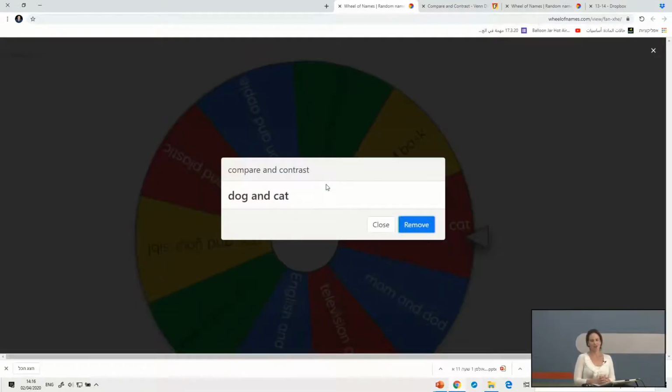All right, a dog and a cat. Let's compare and contrast a dog and a cat. I'm going to try to use some of the vocabulary that we learned, okay? So, a dog and a cat are alike because they are both animals. You see? I have the word both there, both of them. They're both animals.